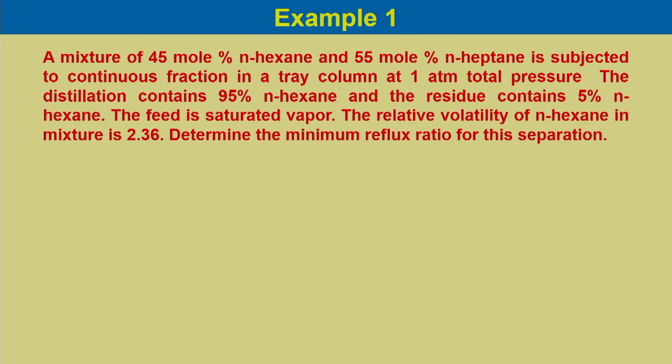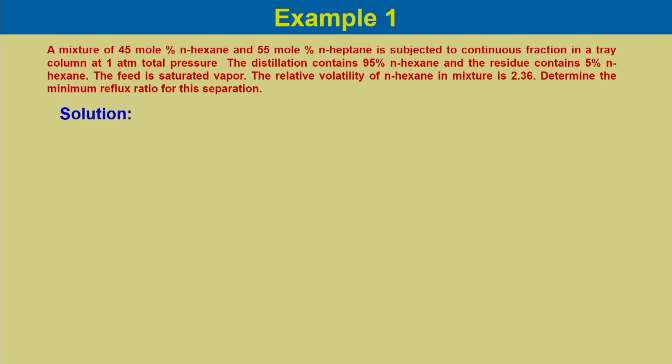Now, let us take an example to calculate the minimum reflux ratio for a particular separation. A mixture of 45 mole percent n-hexane and 55 mole percent n-heptane is subjected to continuous fractionation in a tray column at 1 atmosphere total pressure. The distillate contains 95% n-hexane and the residue contains 5% n-hexane. The feed is saturated vapor. The relative volatility of n-hexane in the mixture is 2.36. Now, we have to determine the minimum reflux ratio for this separation.